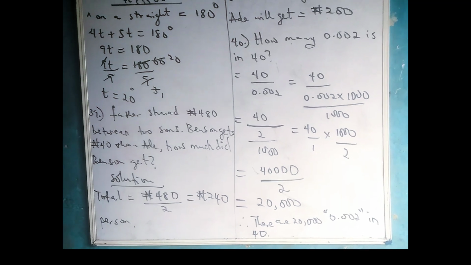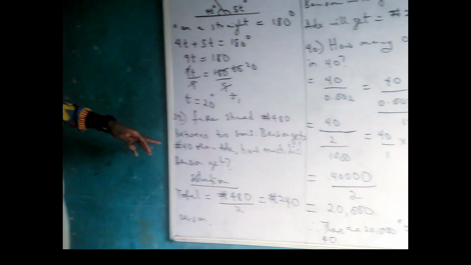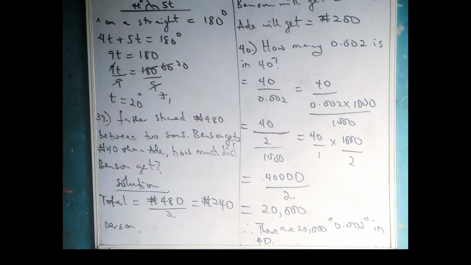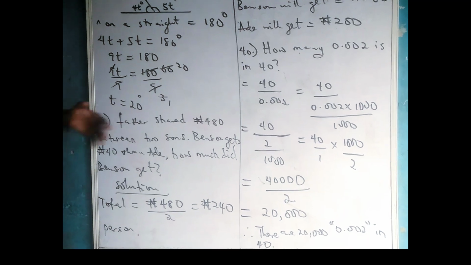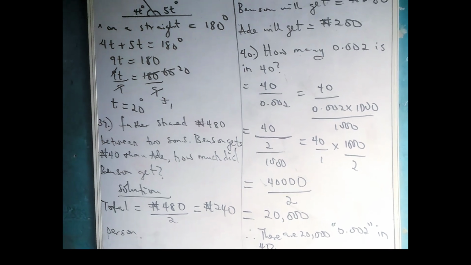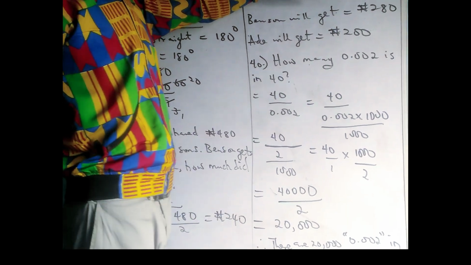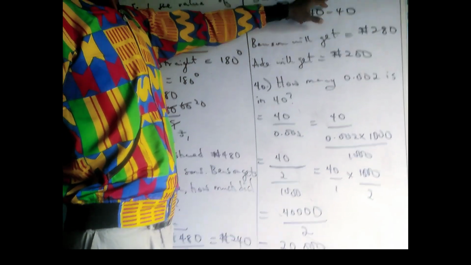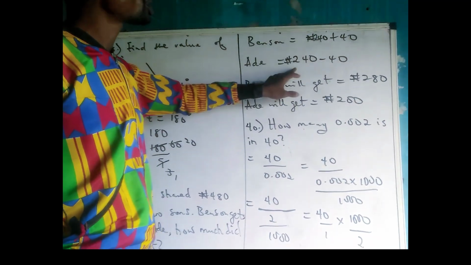And over here, the question says a father shared 480 naira between two sons. Benson gets 14 naira more than Ade. How much did Benson get? The first thing you have to do is share it equally between the two sons. Since they say one will get 14 naira more, I'll add the 14 naira to this one here, and I will subtract the 14 naira from the one down.